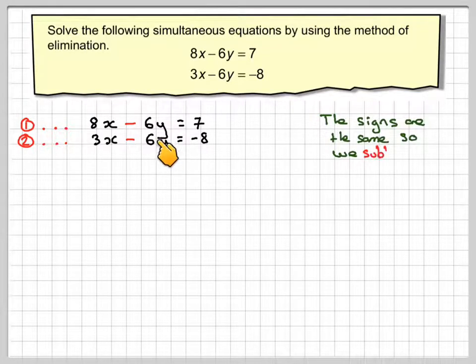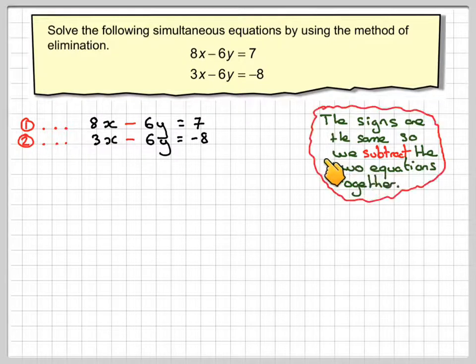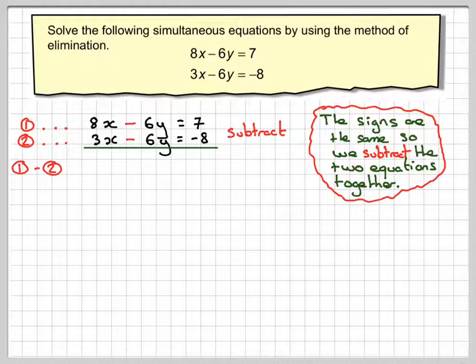If we add them, we won't get any elimination. But because the signs are the same, so either if these are both plus or both minus, we can subtract the two equations together. So doing that, 8x minus 3x gives me 5x, and then minus 6y minus minus 6y gives me nothing of y. And then 7 minus minus 8 gives me 15.